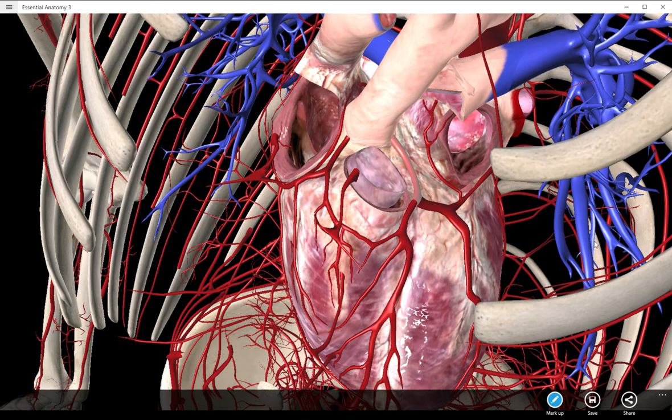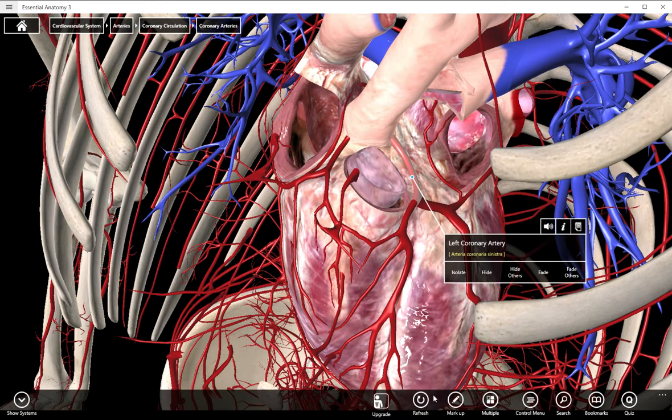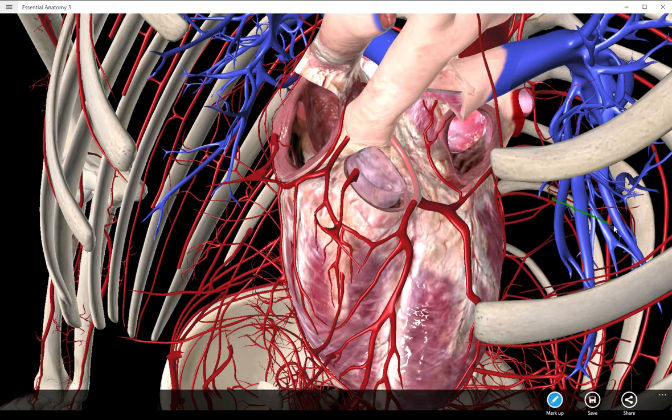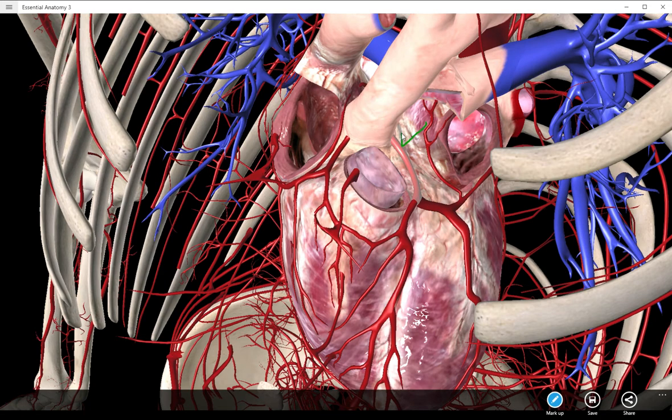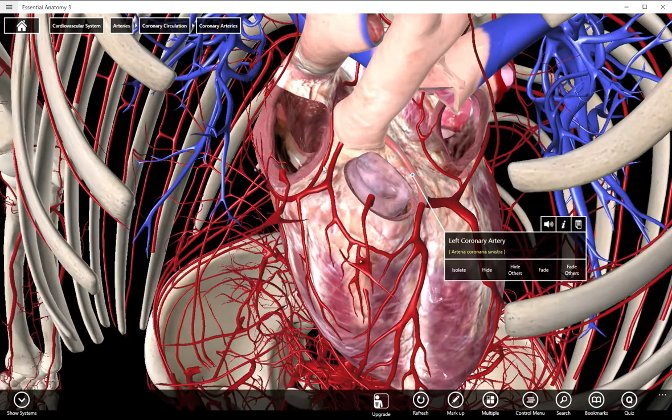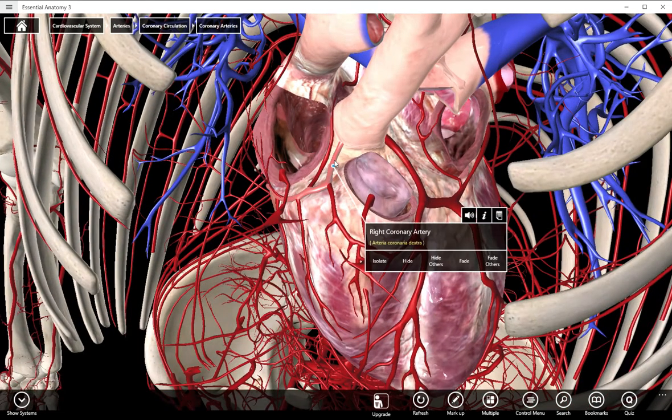Remember, this is the left side of the heart, right? That's an arrow, believe it or not. Because over here would be the subject's left hand, and anatomical position is based on the subject. So this is the left side of the heart, which makes this the left coronary artery. This is the circumflex branch, and this is the anterior interventricular branch. Okay, so let's go over to the right coronary artery.